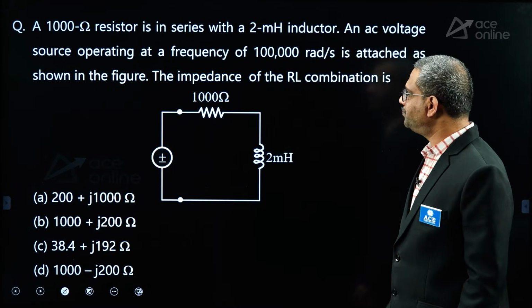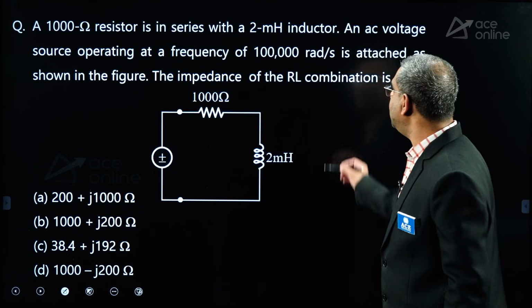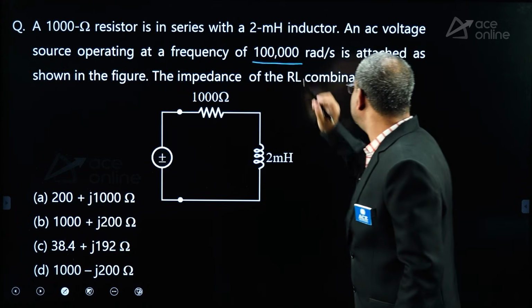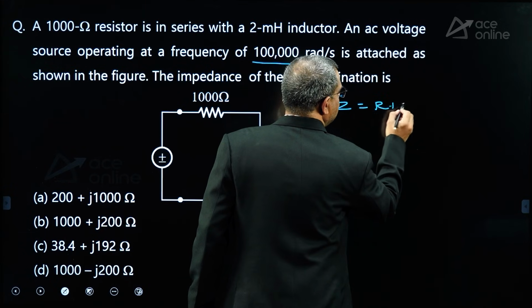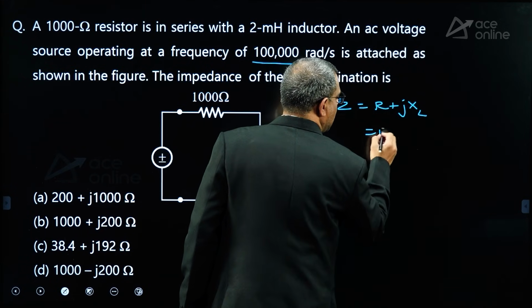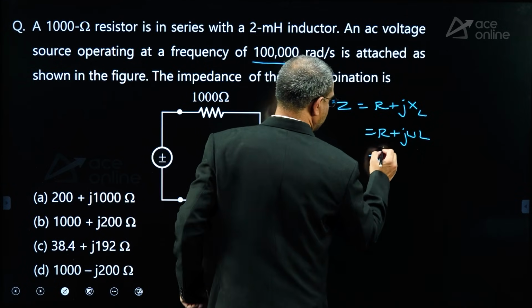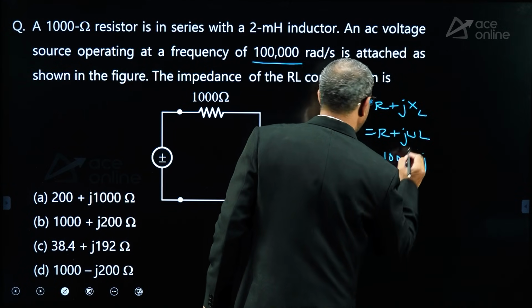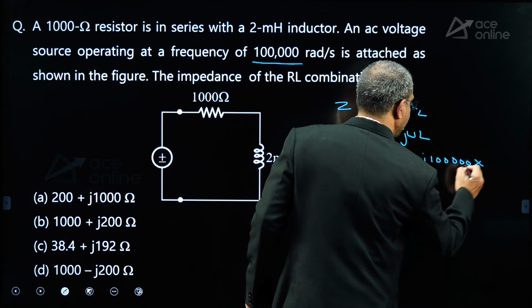Then a 1000 ohm resistor is in series with 2 milli henry inductor and it is subject to a voltage source of frequency this much. Then what is the impedance? Now we know impedance is R plus jXL. That is nothing but R plus j omega L. R is how much he said? 1000 plus j omega. Omega is how much he said? 1 lakh. 1 lakh into L.